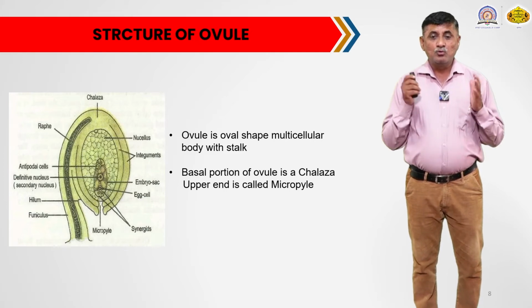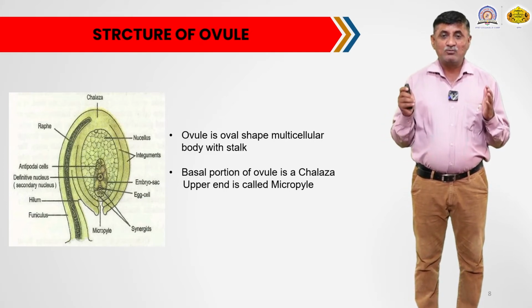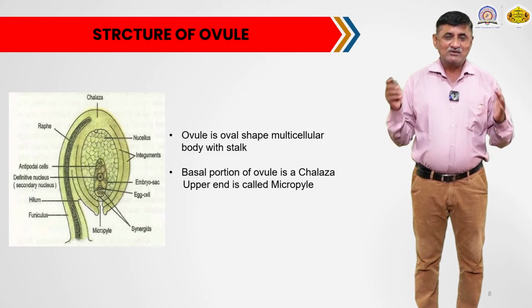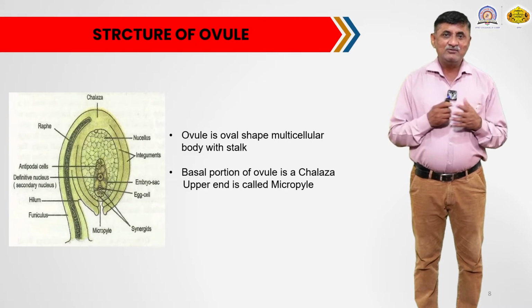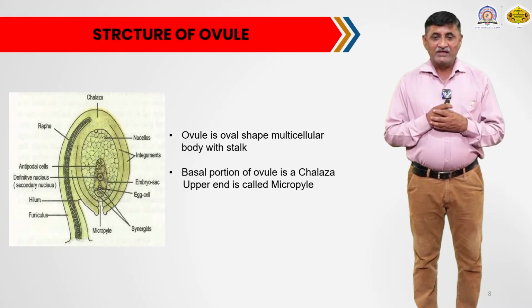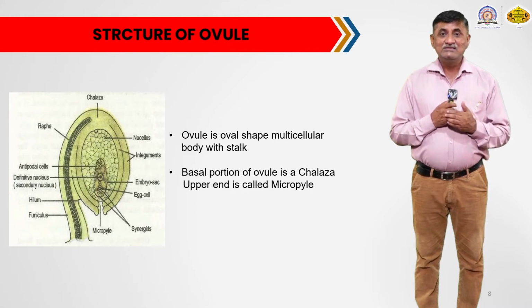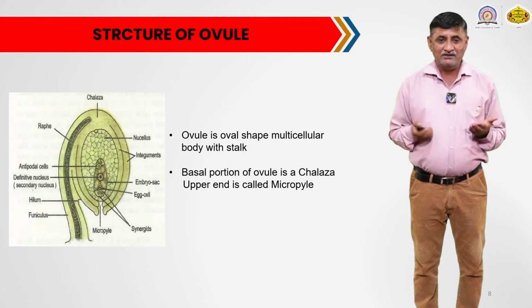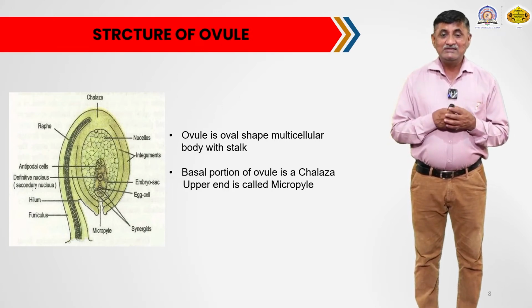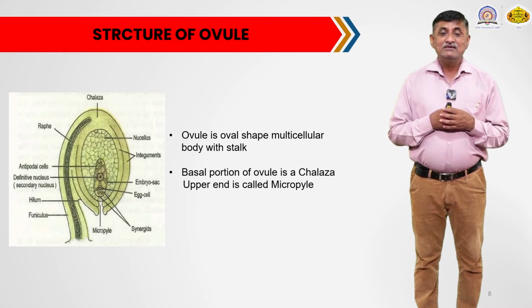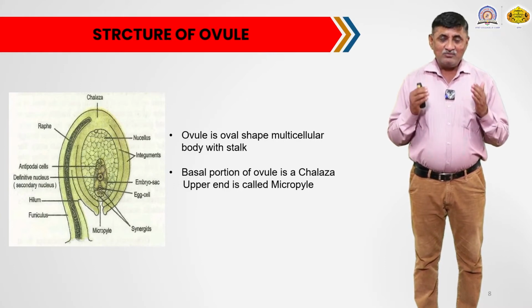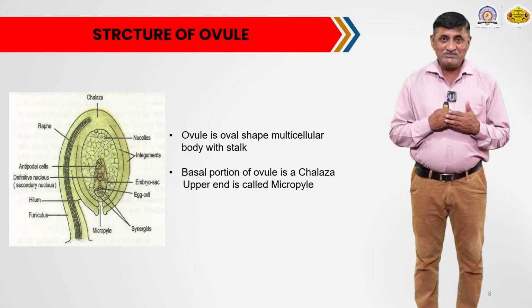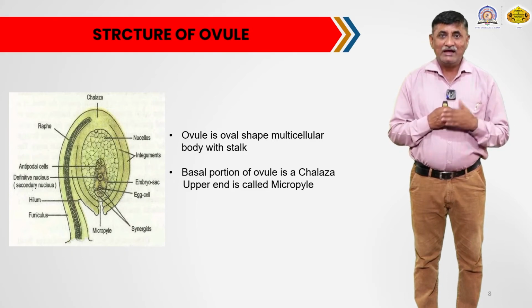So ovule is an oval shaped multicellular body with a stalk. Ovule is nothing but a multicellular structure, somewhat oval in appearance, and it has a multicellular stalk. The basal portion of the ovule is recognized as the chalaza or chalazal end, whereas the upper portion is identified as the micropyle. So normally in the anatropous ovule, the micropyle is upward facing and the chalazal end is downward at the base.